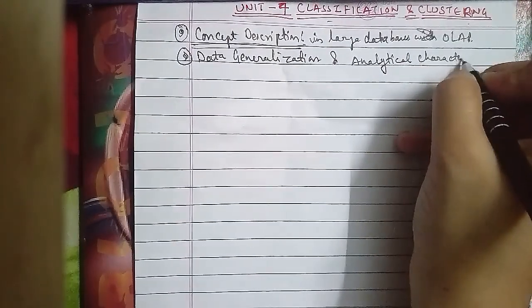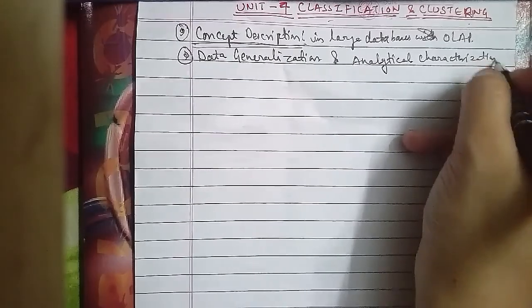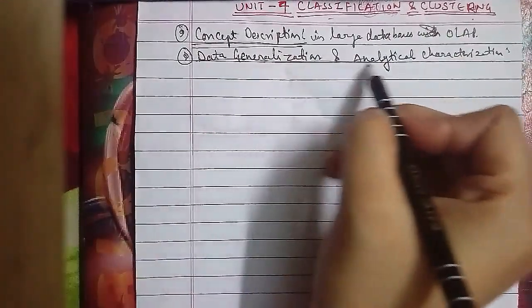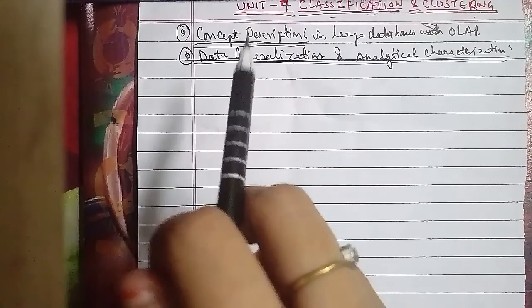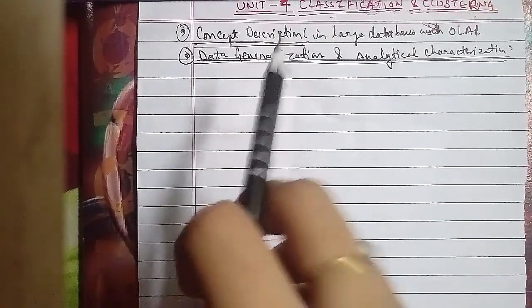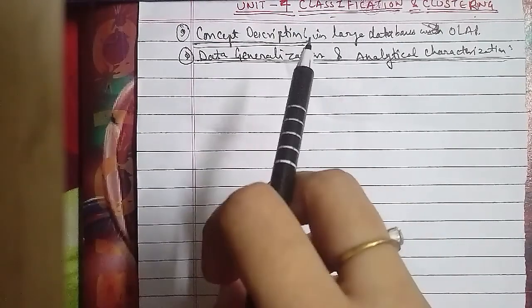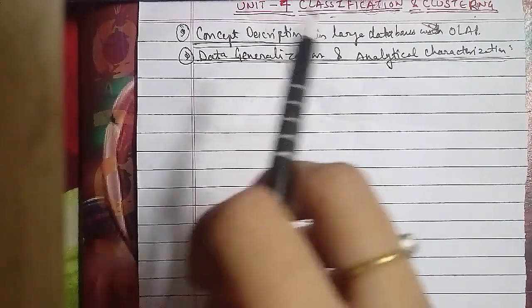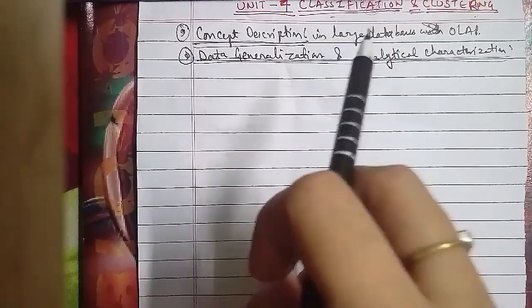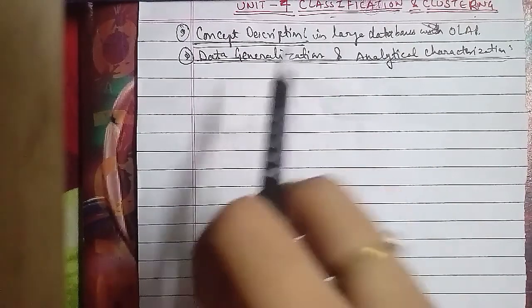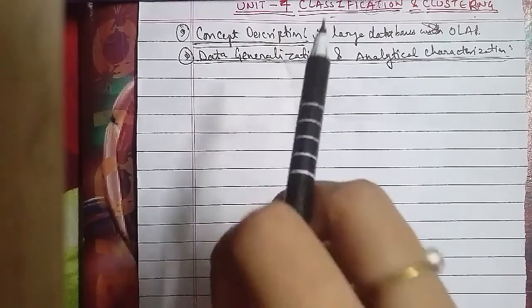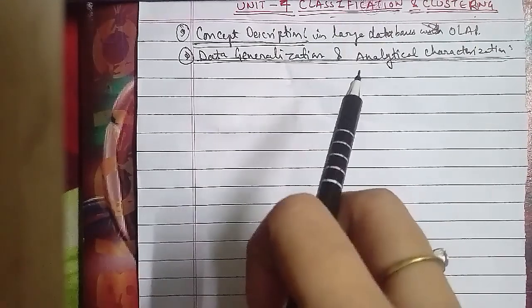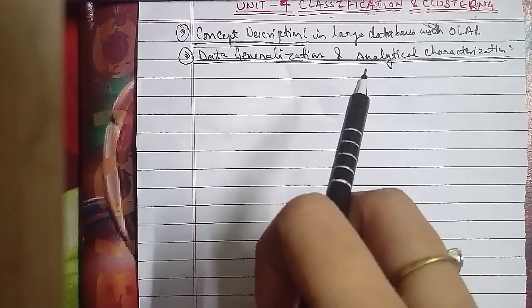So in data generalization and analytical characterization, data generalization summarizes data by replacing the relatively low level values, such as the numeric value for the attribute age, with a high level concept such as young, middle age, and senior as well. Hence, it is a process that abstracts a large set of task relevant data in a database from a relatively low conceptual level to a high conceptual level, and there are two approaches for the efficient and flexible generalization of a large data set.